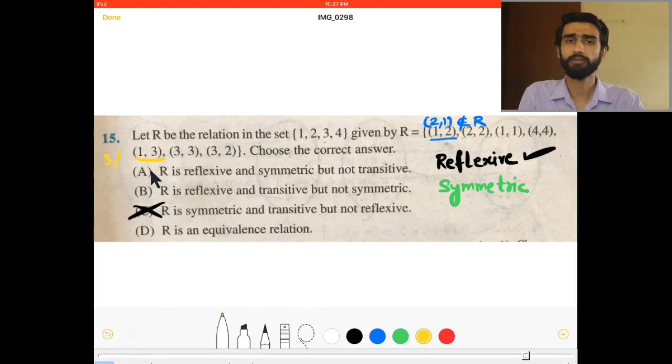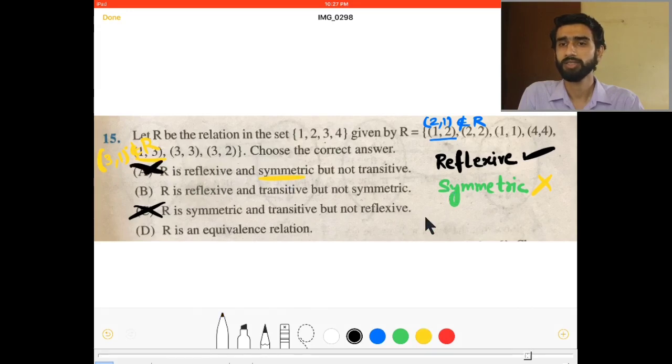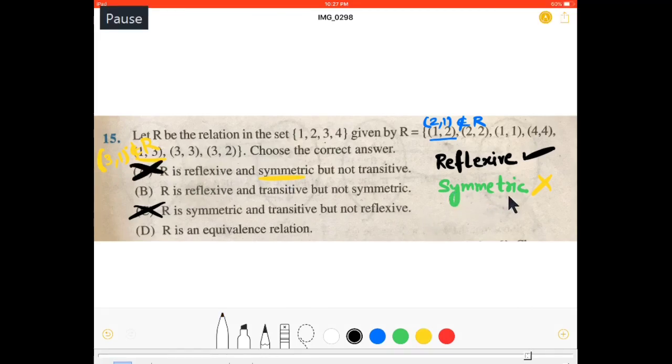Now let's check for (1, 3). (1, 3) is there, but (3, 1) is not in the relation, so this is not symmetric. Now I am clear that this relation is not symmetric, so I can check for those options which say that this is symmetric. The first option says that this is symmetric, so this can't be correct, remove this.